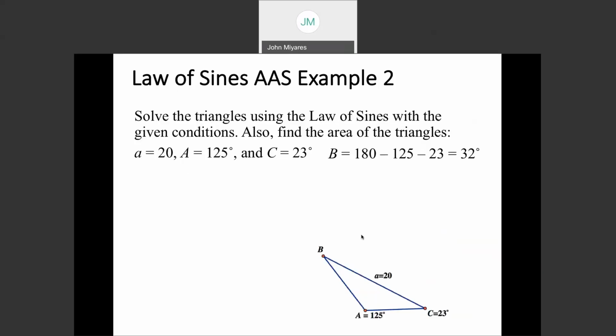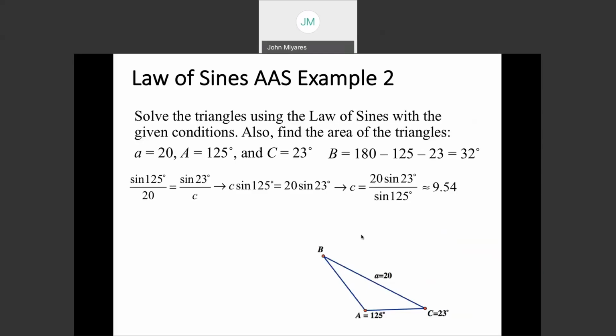All right. In our first application of law of sines, we may try to find side C because we're given angle C. So we have this proportion here, sine of 125 over 20 equals sine of 23 over C. We can cross multiply and set our cross products equal to each other. Then we can divide both sides by the sine of 125 degrees to get a length of side C that is approximately 9.54.